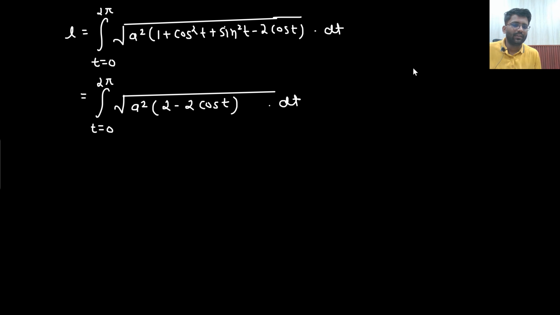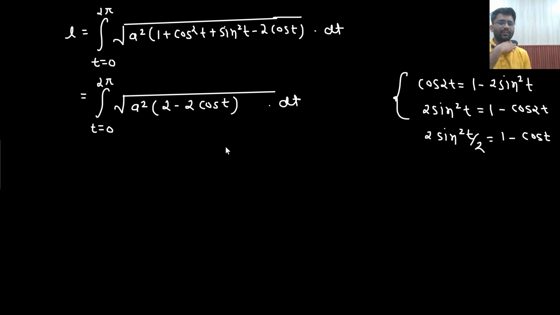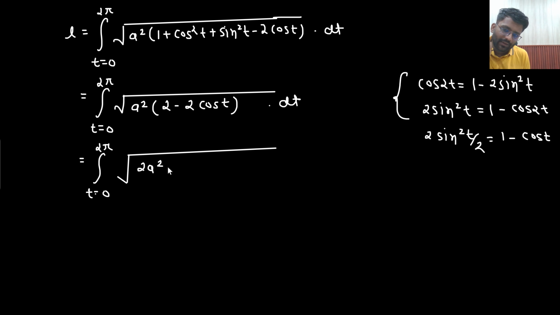What could be 1 minus cos t? If you remember the formula of cos 2t, sir, cos 2t could be written as 1 minus 2 sin square t. Right? So 2 sin square t could be written as 1 minus cos 2t. In place of t you put t by 2. So what you will get? 2 sin square t by 2 will be equal to 1 minus cos t. So 2 I can take common. What you are getting? t going from 0 to 2 pi, under root is there. 2 I can take common, 2a square into 1 minus cos t, which is given as 2 sin square t by 2 dot dt.